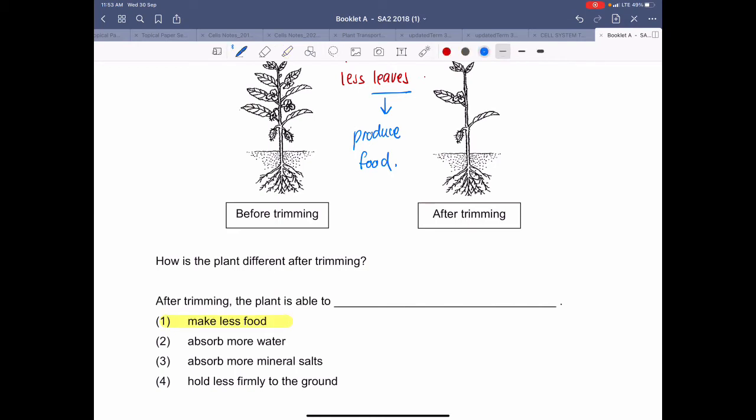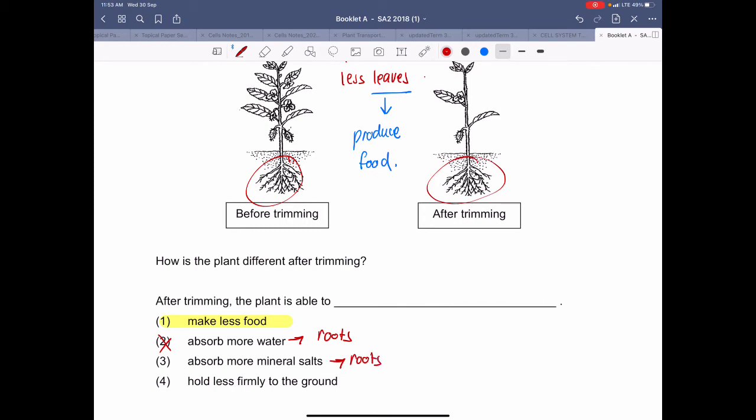But I want to check to make sure that the rest of the answers are wrong. Remember, that's what I always teach you. Absorb more water is wrong. Why? Because this is actually done by your roots. Your roots are the same, no difference. Absorb more mineral salts is also done by roots. Roots the same, so no difference.